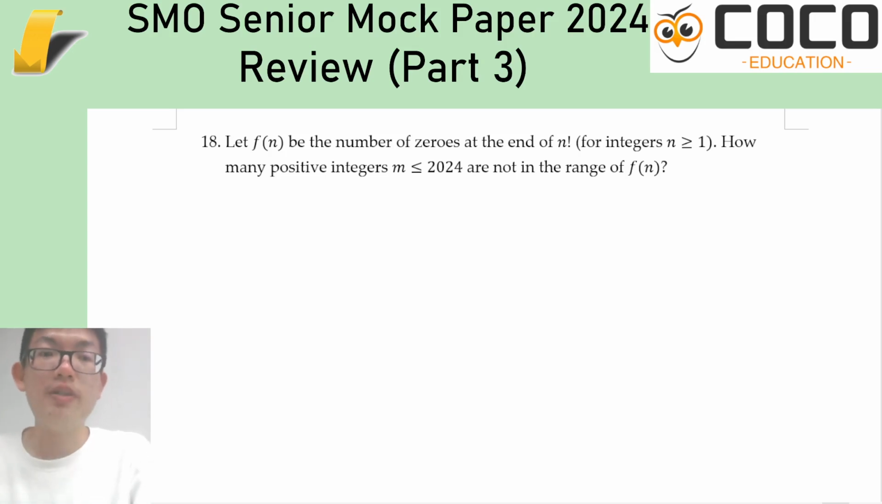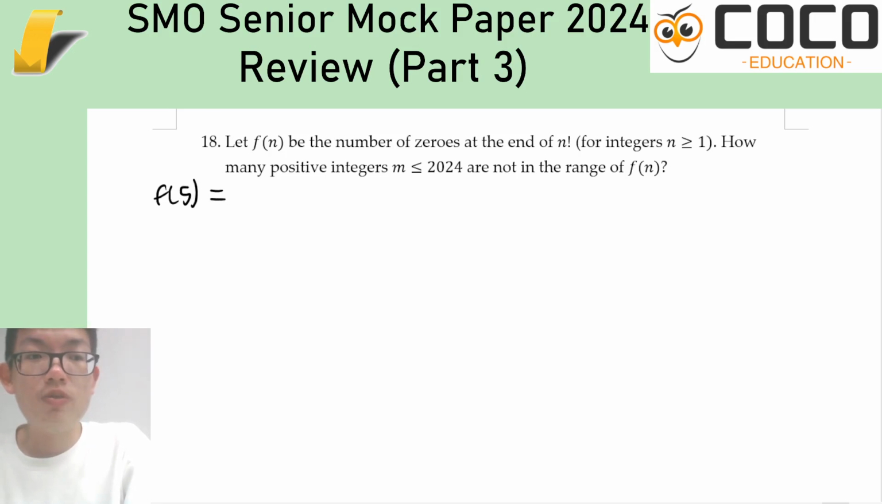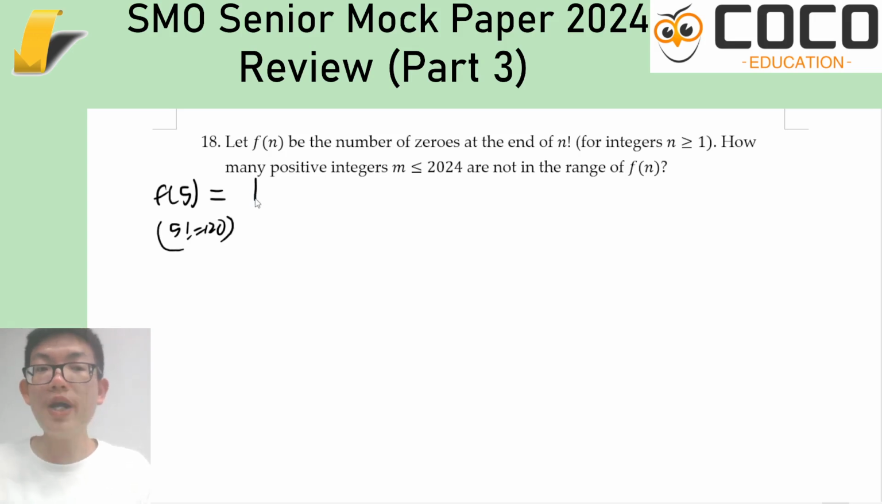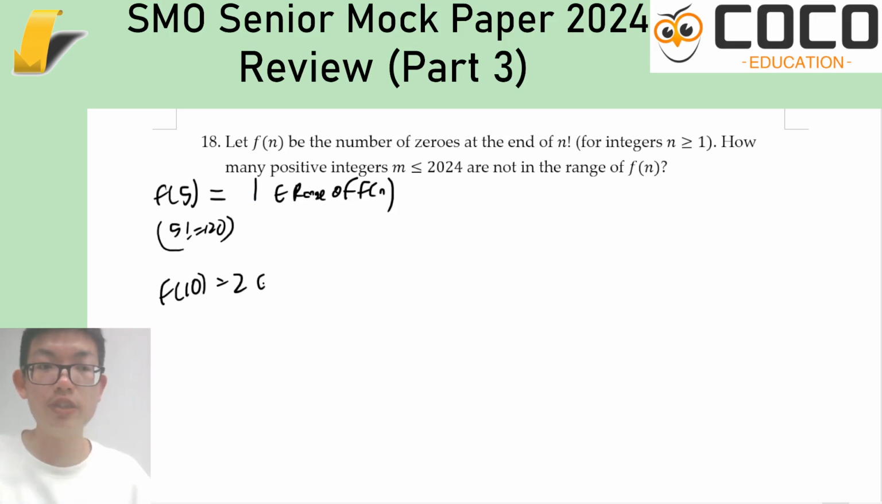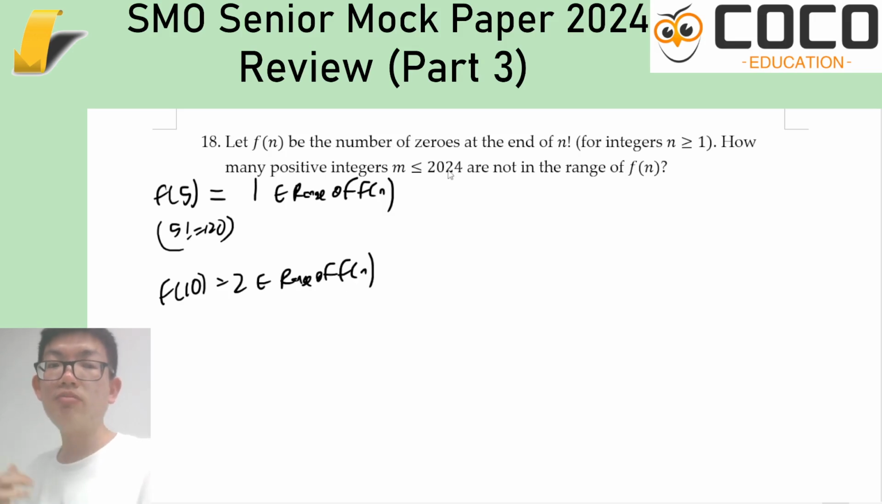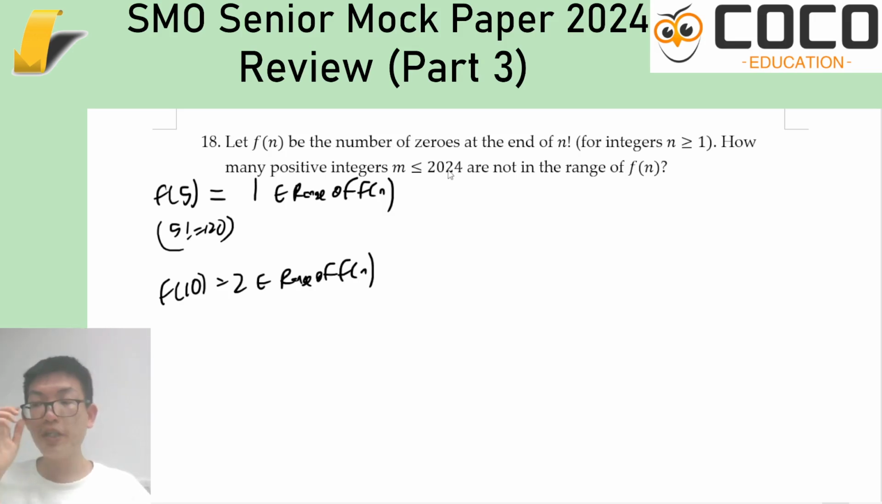Now, what this means is quite simple, right? If, let's say, for example, I have got f of 5. 5 factorial is 120, so it's 1. So 1 is in the range of Fn. And let's say that you put f of 10, now f of 10 is 2, 2 is then also in the range of Fn, and so on. But I'm claiming that some things are not in the range of Fn. And so if they are not in the range of Fn, then how am I going to find those numbers? And how do I know that they're not in the range? And how do I know how many of them are not in the range?